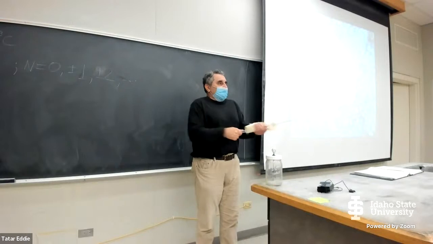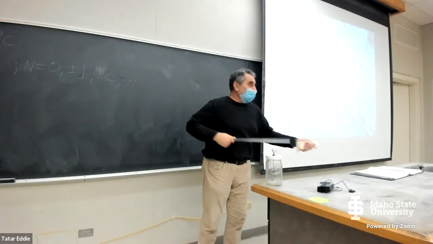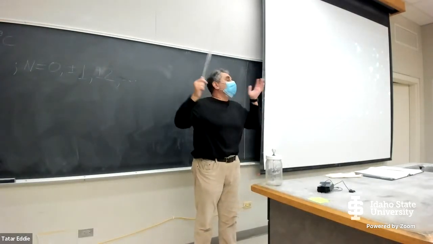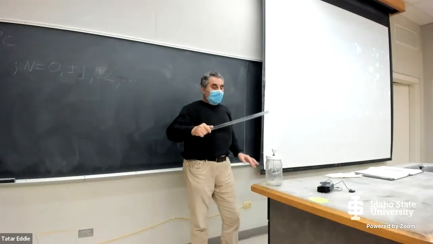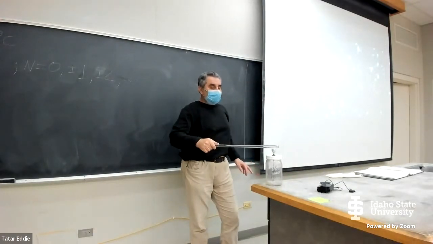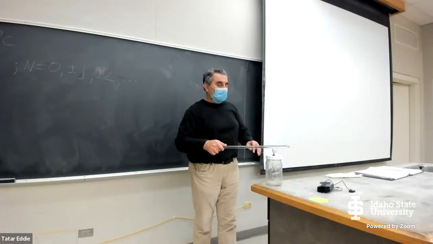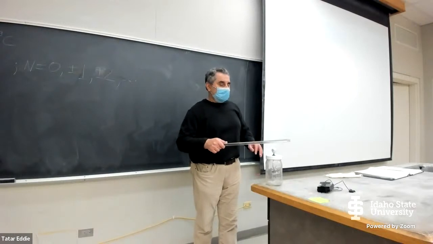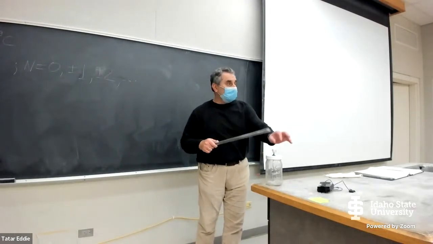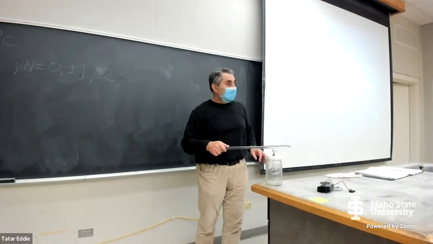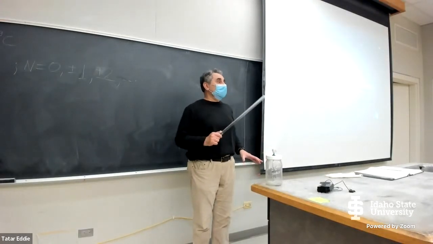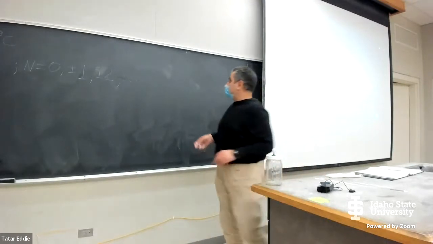Here I'm charging the stick with positive electric charge. I'm touching the electroscope, and some of the excess positive charge, or shortage of negative charge, is going to be transferred to the metal part of the electroscope. Now the electroscope is positively charged, and look what happens.